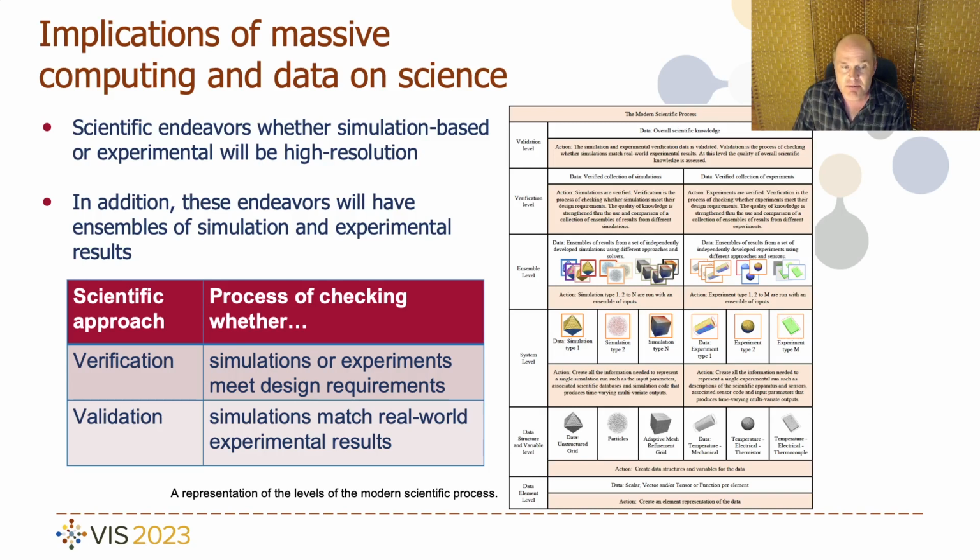As a key part of the paper, I made a representation of the levels of the modern scientific process, starting with the most concrete levels with the data element level at the bottom and going up to the validation level at the top. I will go through this chart in more detail on the next two slides. So let's take a look.